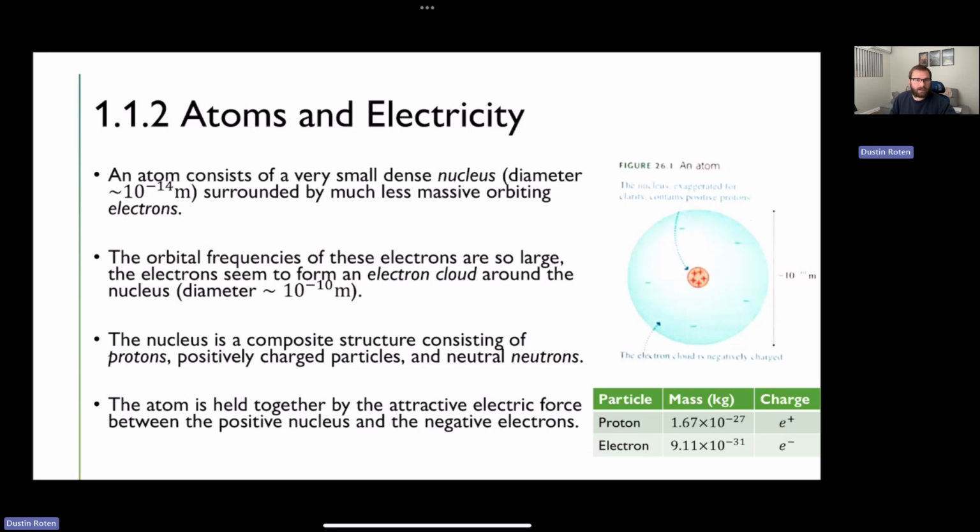Okay, now let's talk about exactly where these electrons and protons live. So an atom consists of a very small, dense nucleus. It's surrounded by much less massive orbiting electrons. So we have this nucleus here, and then you can see we have, it looks like one, two, three, four, five orbiting electrons.